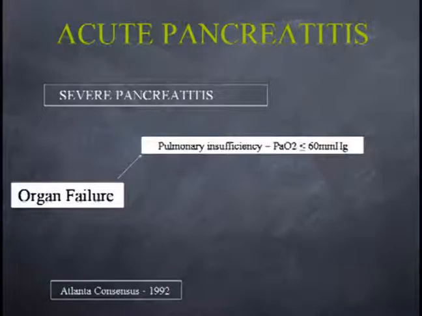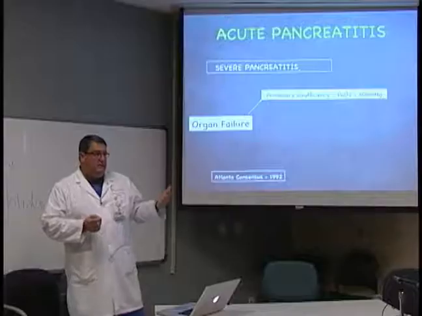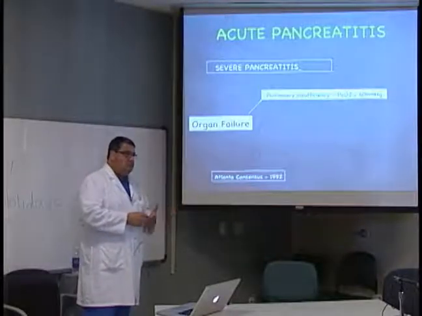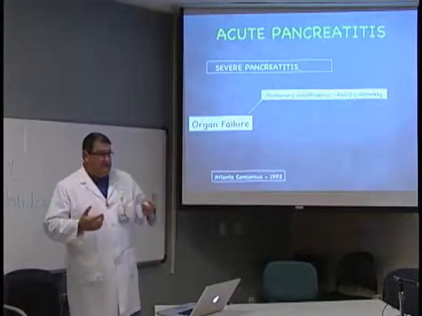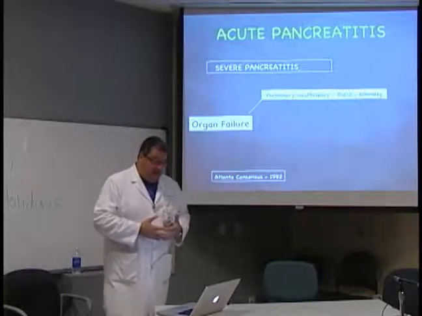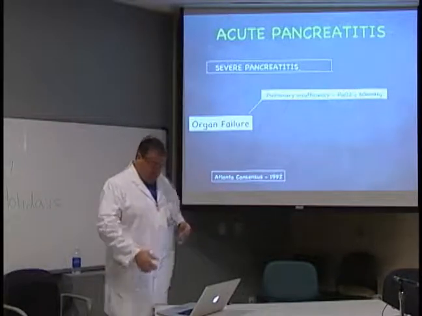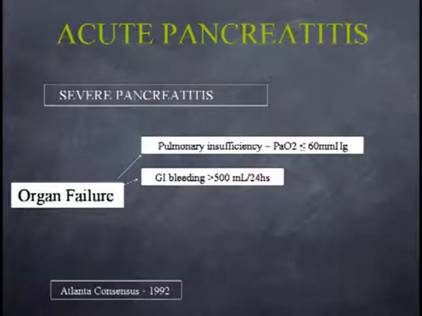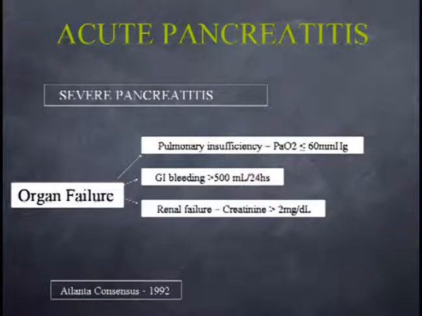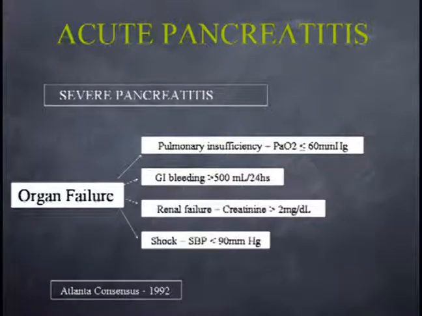And in terms of organ failure, the most common is pulmonary insufficiency. So it's not uncommon to admit some of these patients to the ICU because they look very sick, they go through a significant systemic inflammatory response, and they have a PaO2 less than 60. But could be GI bleed, could be renal failure, could be hypotension and shock. So there are a number of organ dysfunctions that may occur.